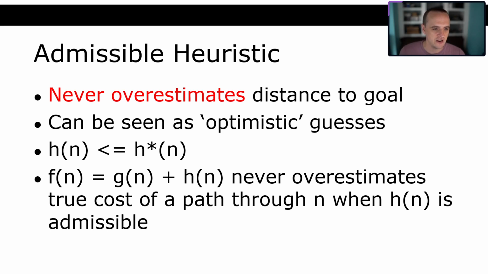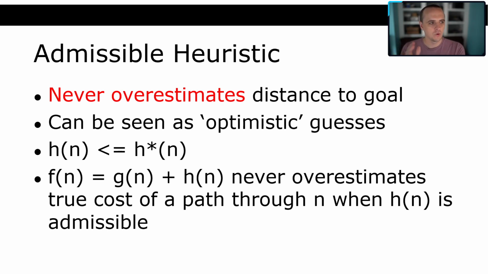G of n is the cost of the path so far to this node, right? So if we take g of n and we add an admissible heuristic to it, then f of n equals g of n plus h of n. That will never overestimate the true cost of any path going through n when h of n is admissible, right?